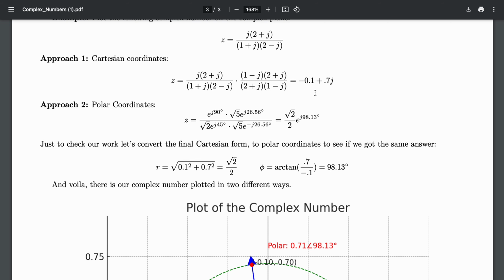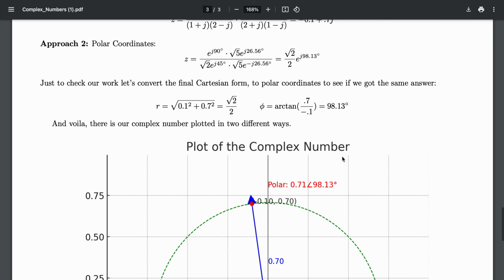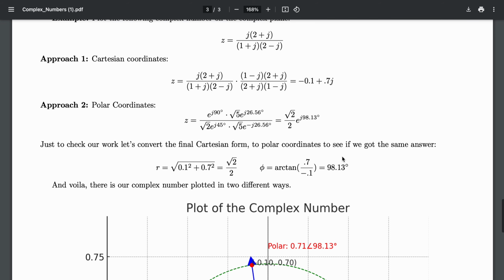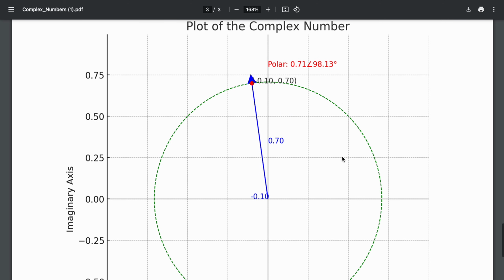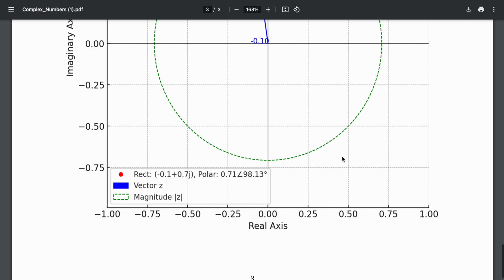And I think graphically we can already presume that we're correct, but just to make sure, what we can do is take our final rectangular form and do the conversion that we did here essentially, right? And what we see is we get the same magnitude and the same phase. So voila, we got our complex number two different ways, in Cartesian and polar form. And here's the plot.